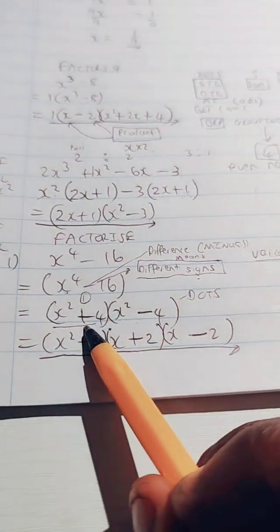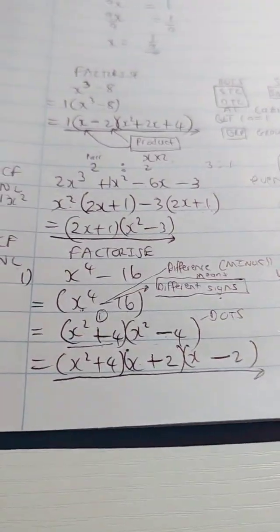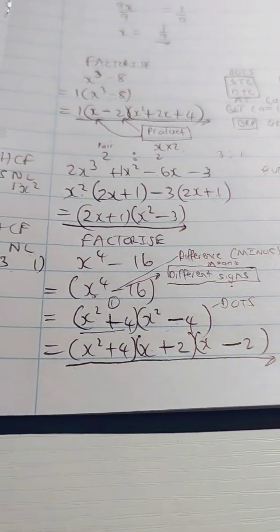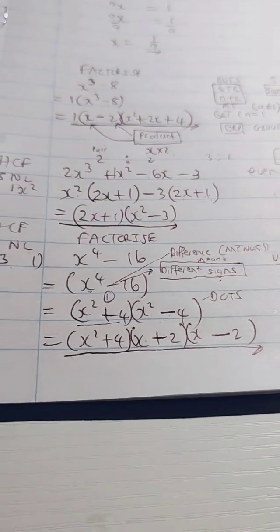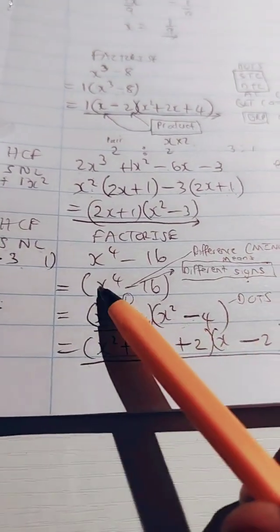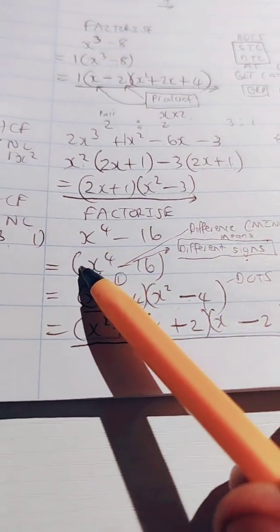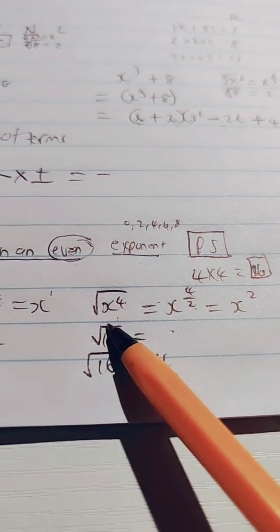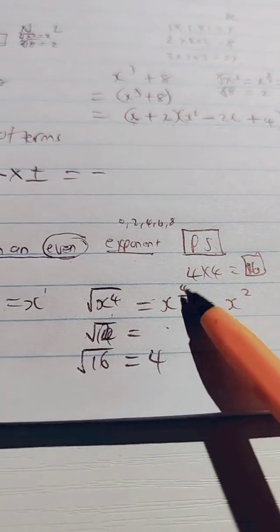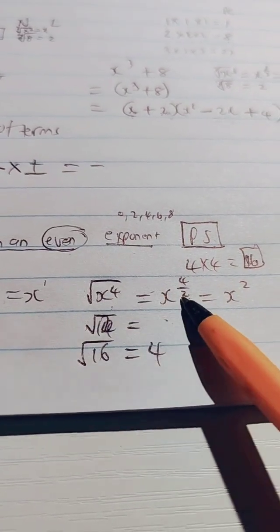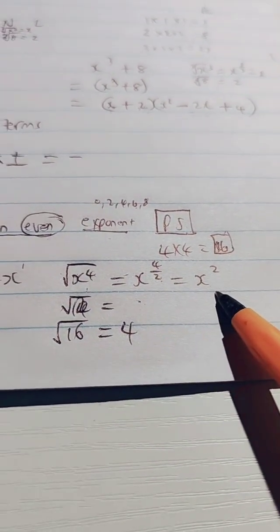So we write a plus sign first and we follow it with a minus. That's where we start. We start with the sign. Then we follow it up with the letter, the number, and the letter. Take the square root. Remember, difference of 2 squares. We take the square root of x to the power 4, which means x to the power 4 divided by 2 when we remove the square root, which gives us x squared.